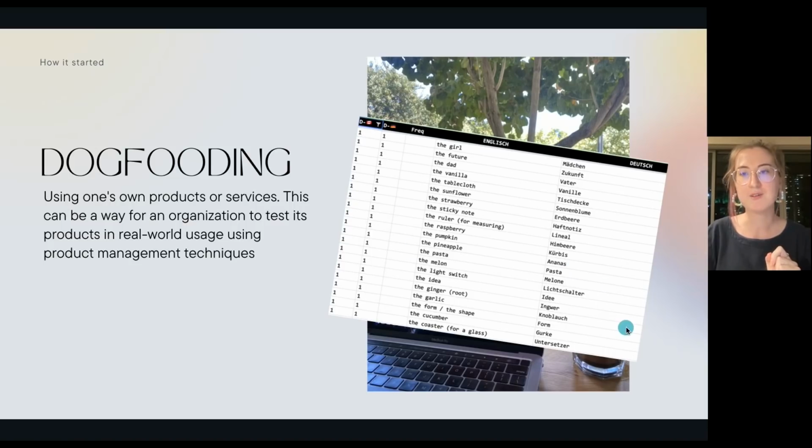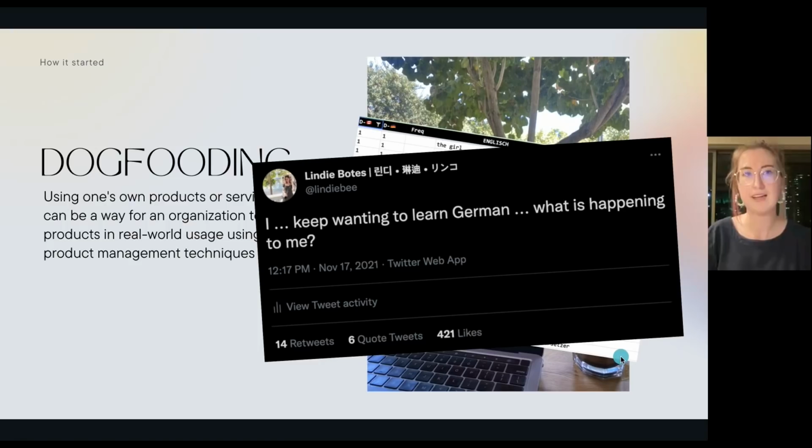I have access to our spreadsheet that contains all of the German words that we put in our app. And I've really never learned German or even been interested in it. But recently I wrote on Twitter, I keep wanting to learn German. What is happening to me? So as a result of joining Twitter to learn Korean, meeting someone, working in tech, somehow it just so happened that now I've decided to learn German.